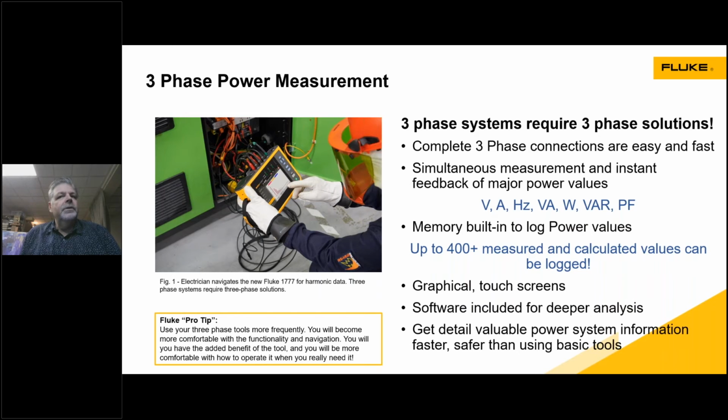There's software included with our products on the power quality side, and they're across the full family. So what I mean is if you have a mix of power quality tools, or you bought a power quality logger and you need something else that does more horsepower, the software you're familiar with would be compatible across all the family. The pro tip that's written in the corner, and I'm sorry for the size of it, it's a little small, but basically it suggests that you use your 3-phase tools more frequently.